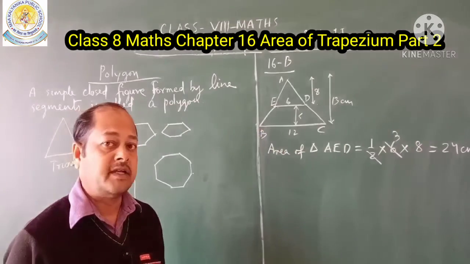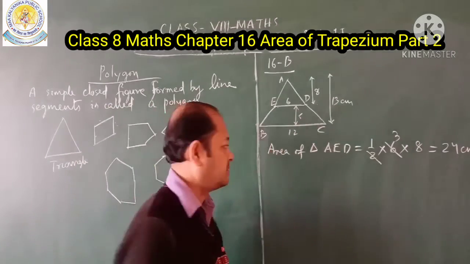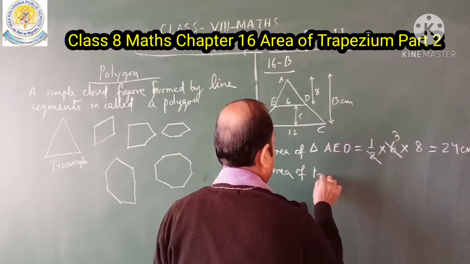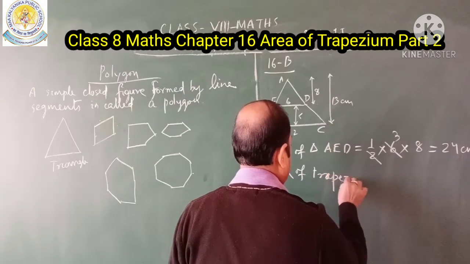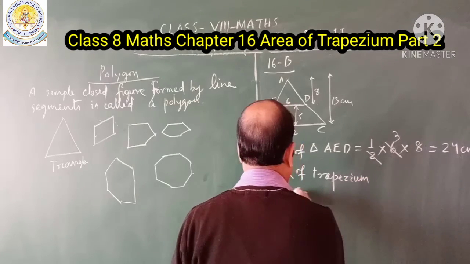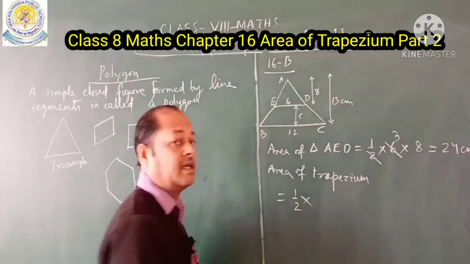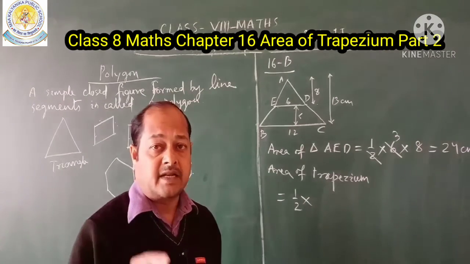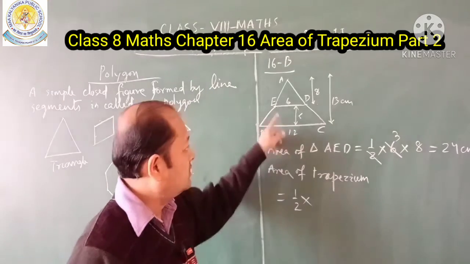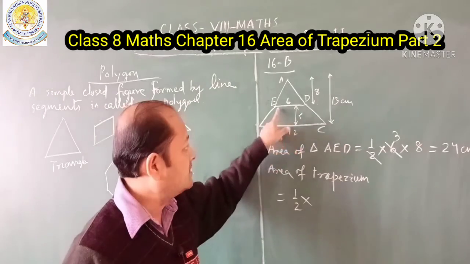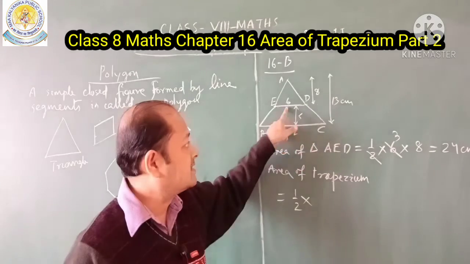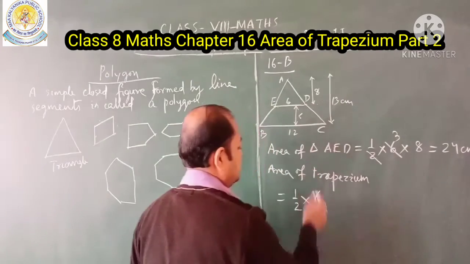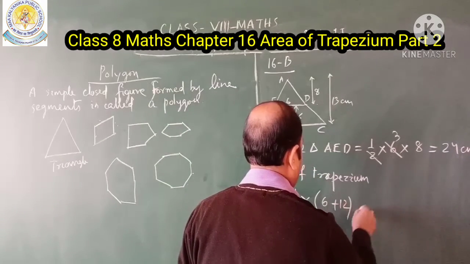Next, we have to find the area of this trapezium. Area of trapezium equals, what is the formula to find the area of the trapezium? That is half into the sum of the parallel sides into height. In this trapezium, what are the parallel sides? That is ED and BC. ED is 6 and BC is 12 centimeter. So the sum of these two parallel sides is 6 plus 12 into height.